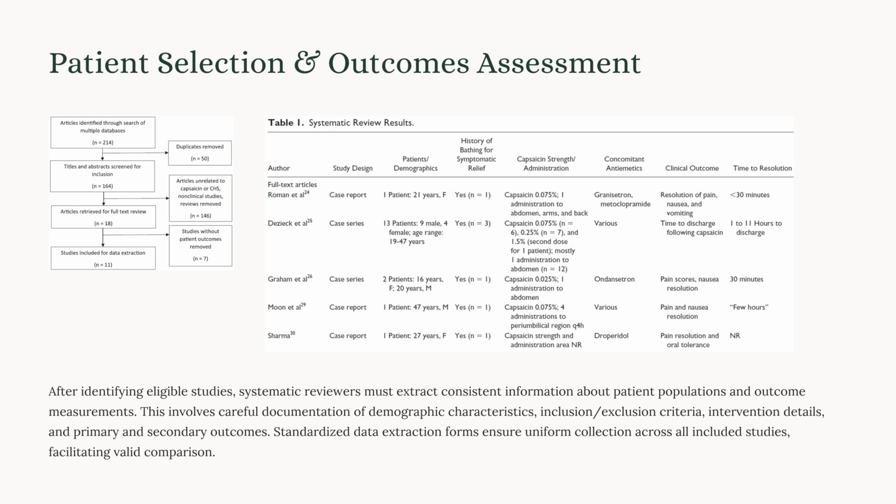And you can see some of the studies here shown in Table 1. Obviously, I can't include them all. And you can see they extracted data from them. They extracted the study design, what the patient population types were, some of the history of bathing for systemic relief, what the capsaicin administration strategy was, et cetera, so forth. So you can see you have to create a standardized collection form where you fill in each of these columns for each individual study. And so this takes time.